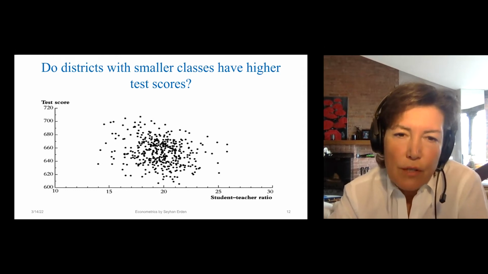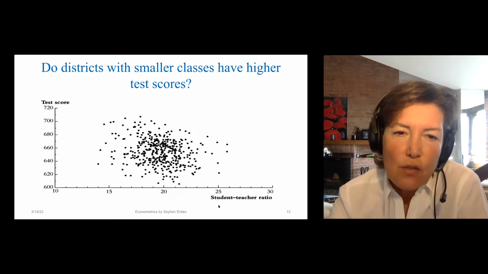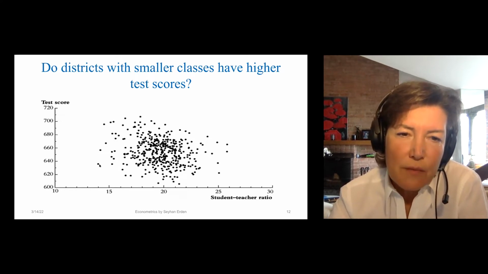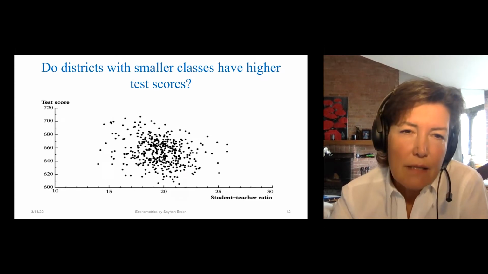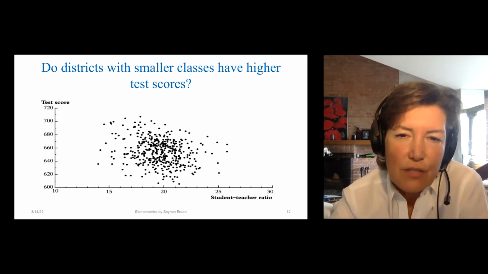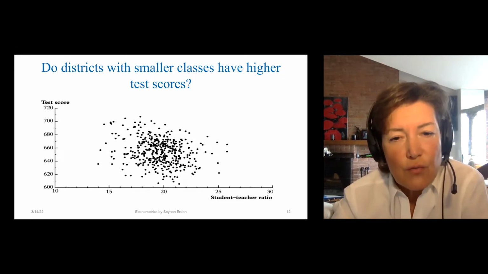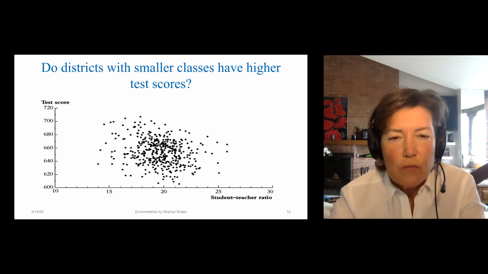This is actually California data. Each one of these dots represents a school district. For example, let's take this one right here. This school district has 15 students per teacher on average. And the average test score in that school district is about 700. So we have 420 of these. What do we do with that?